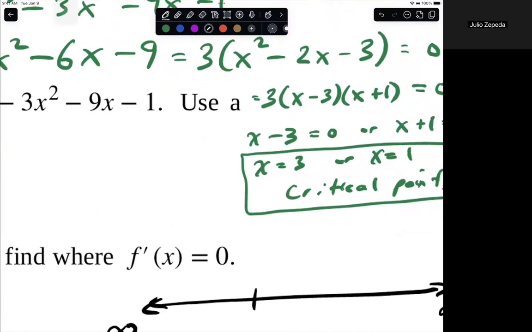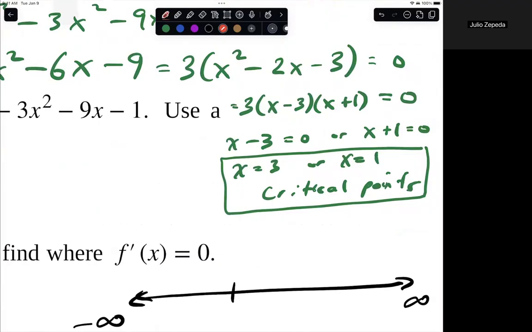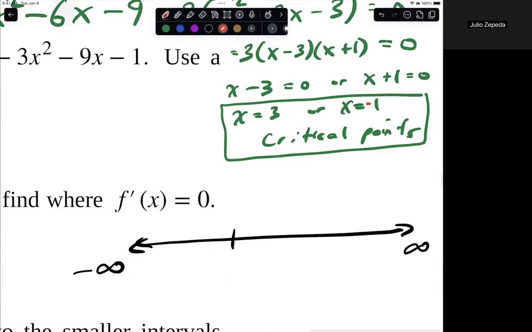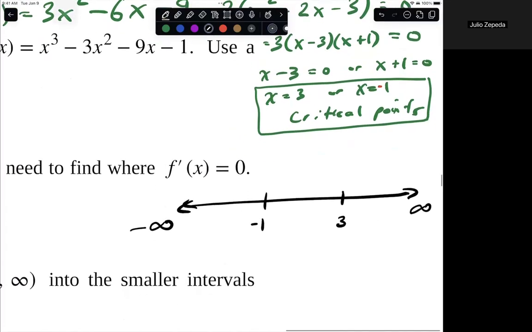oh, wait, whoops. We have to put a negative here, so I'll write it in red. Negative 1. We're going to split up the real number line, and we're going to split it by using negative 1 and 3. And so now we have subintervals. The subintervals are from negative infinity to negative 1, negative 1 to 3, and 3 to infinity. These are the subintervals that we're going to find the sign of f prime over.